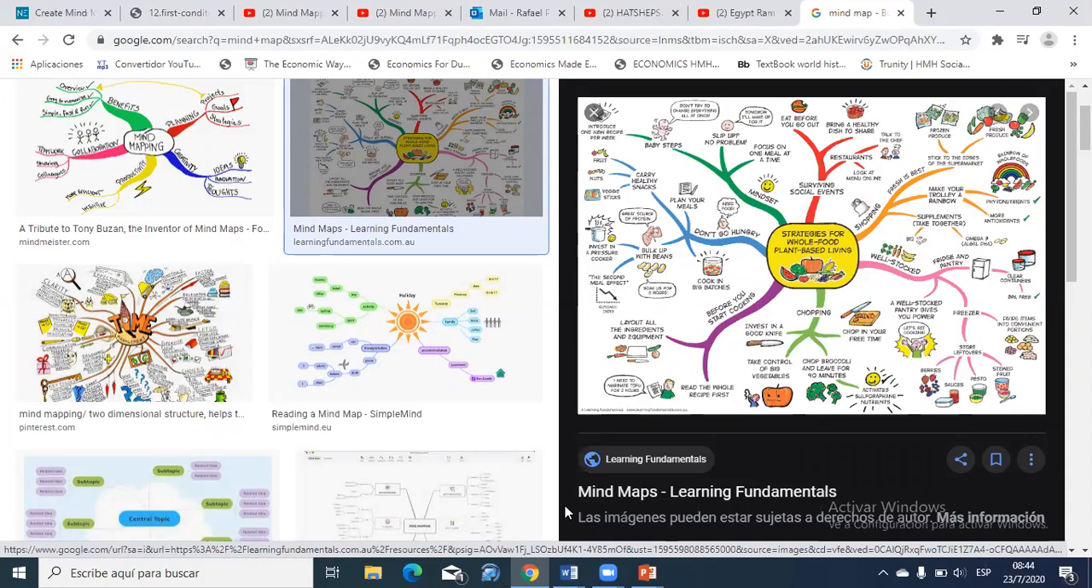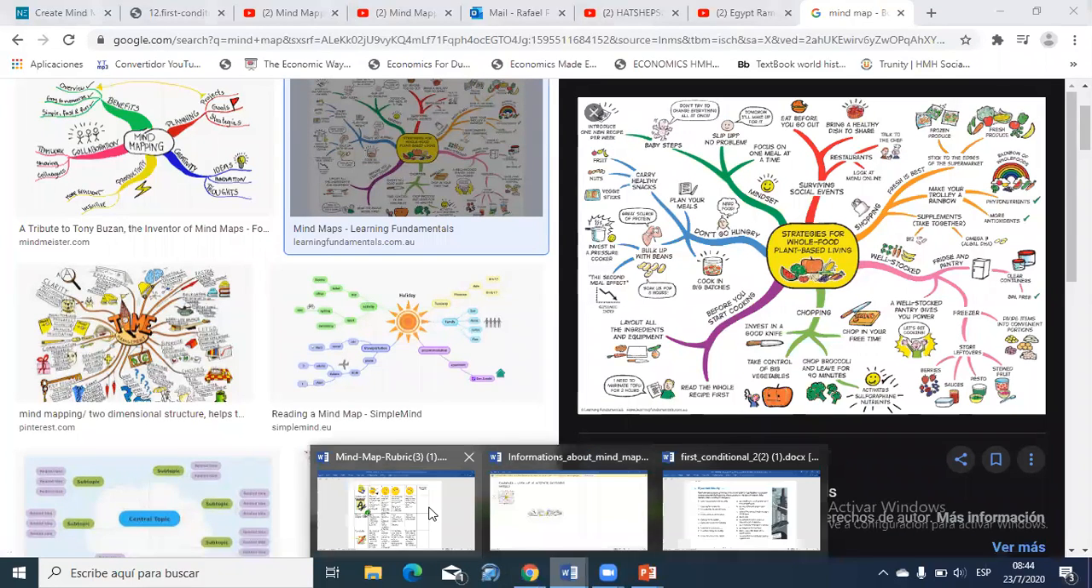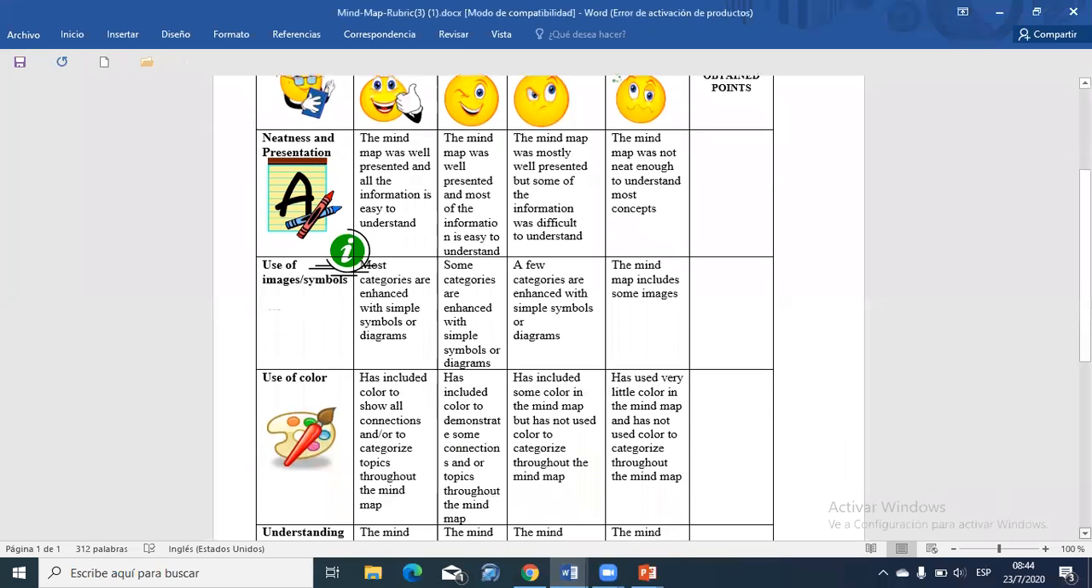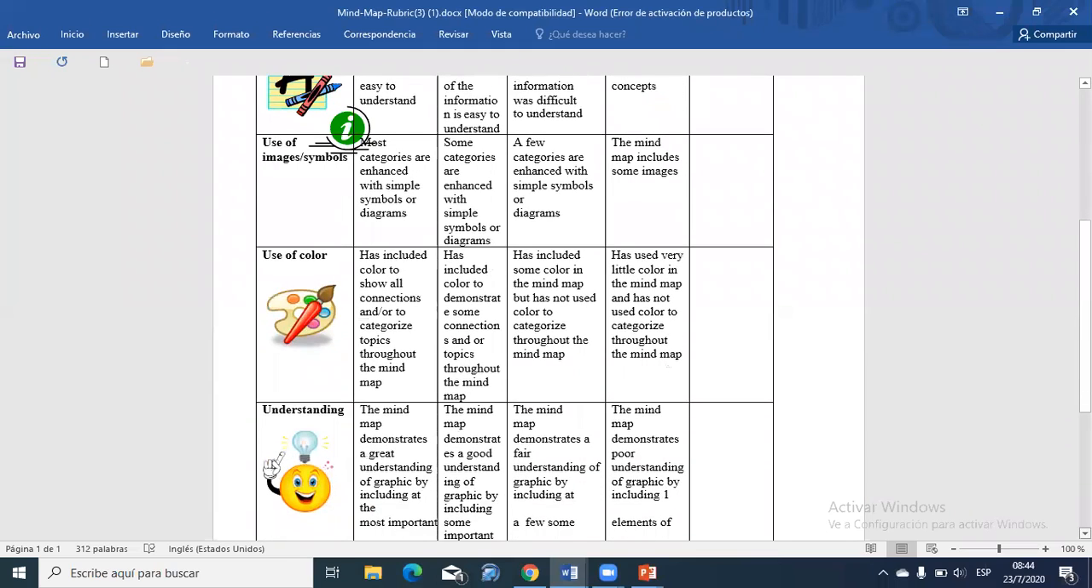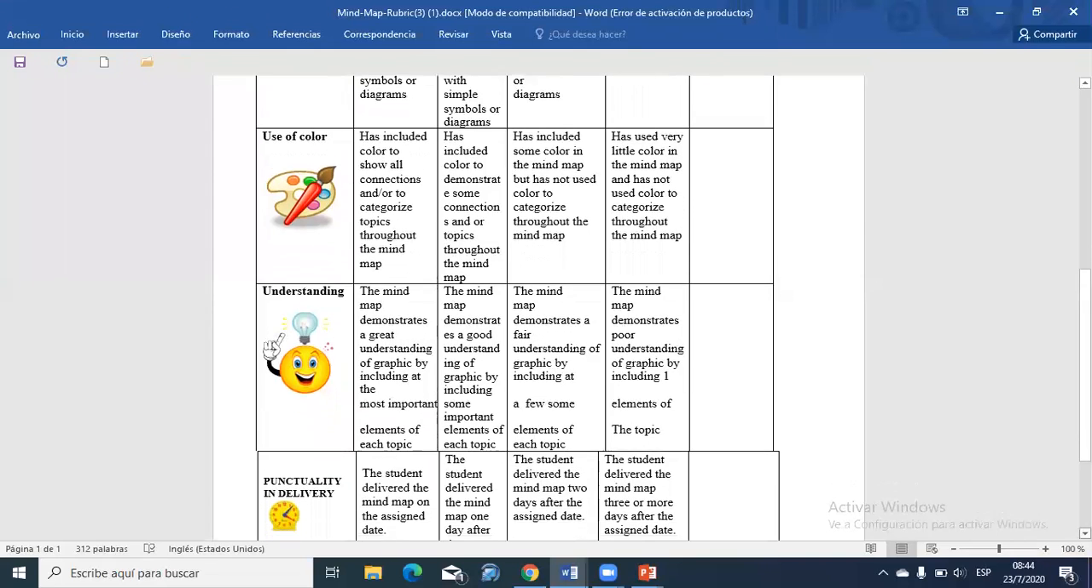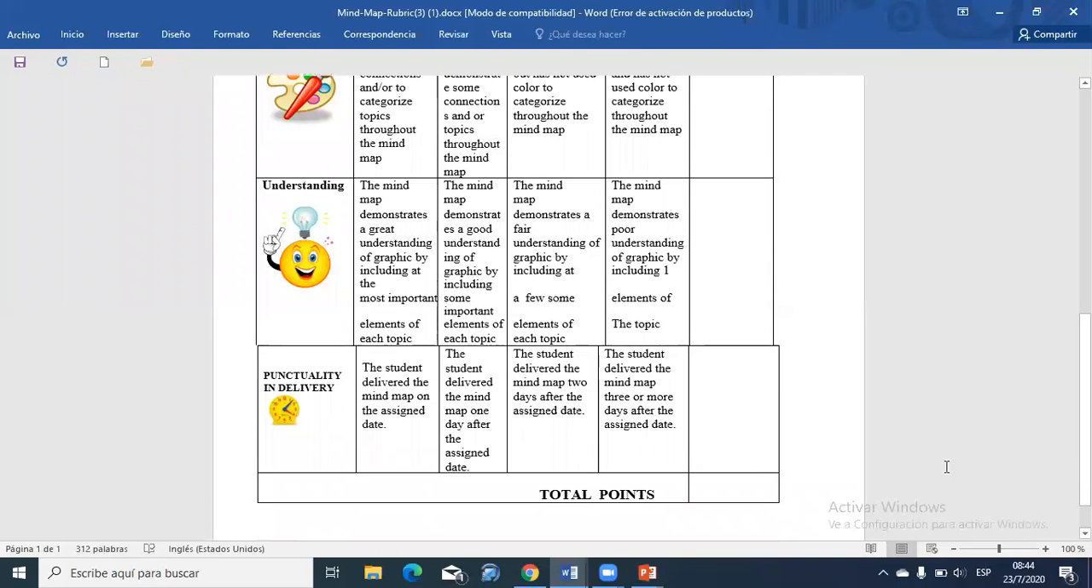Okay, let's go back. Let's continue. Colors. Okay, I just mentioned the colors. You have to use a lot of colors in order to make the difference between branches or category, like they said over here. Now, this is very important. The mind map demonstrates a great understanding of graphic by including the most important element of each topic. Okay, the most important elements, the main ideas of the topic. You don't have to write everything, just the main ideas.